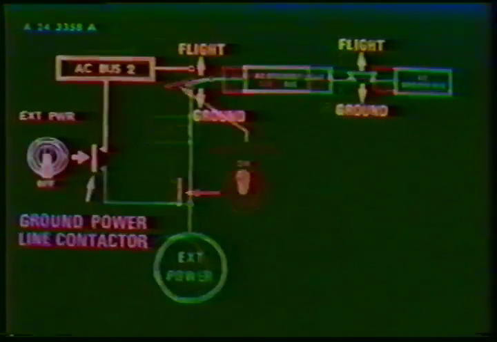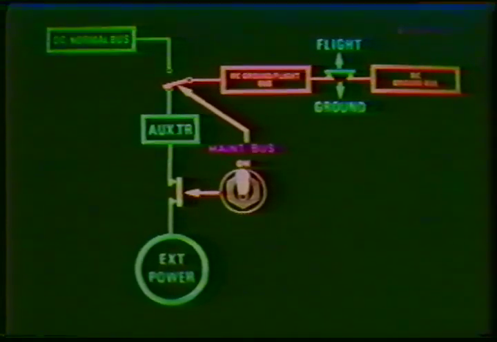A fourth TR unit, the auxiliary TR unit, can only be supplied by external power and will power the DC ground flight load bus. A DC ground bus will be automatically connected to the DC ground flight load bus. The control of these buses on the ground is through a maintenance switch located on the forward circuit breaker panel in the cabin overhead by the flight deck door.